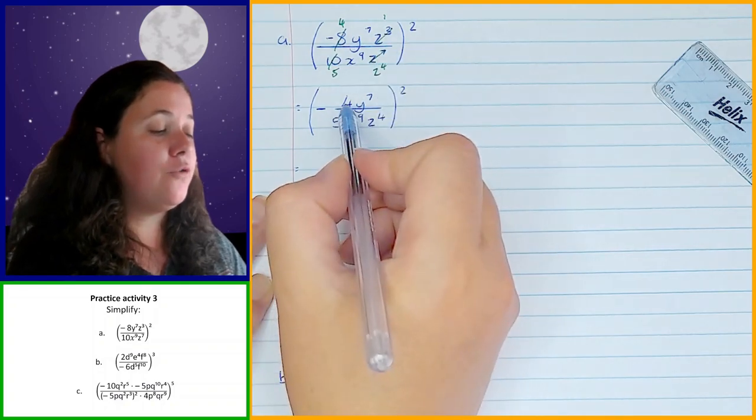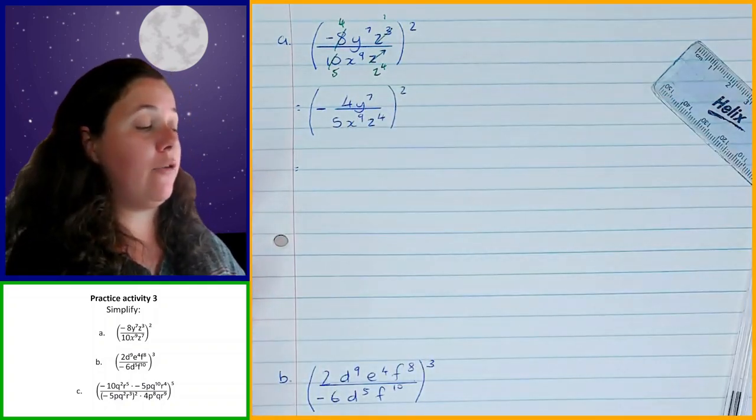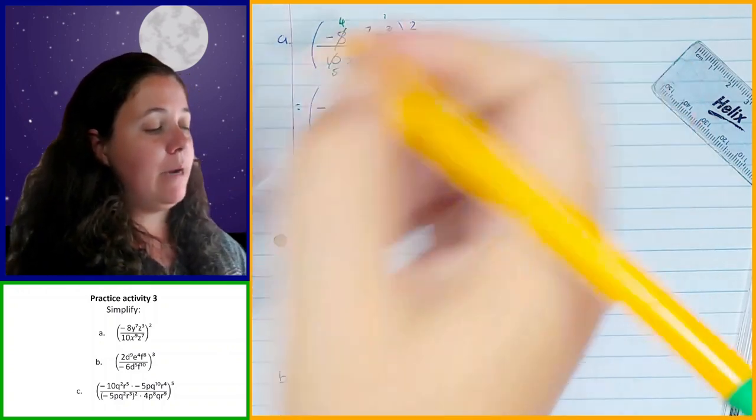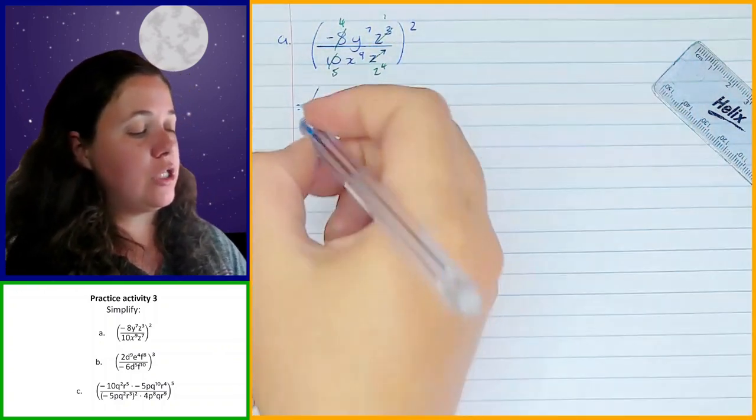Then I've got 4, which is to the power of 1. You can't see the 1, but it's there. So I'm going to be multiplying 1 by 2, and that gives me 2. So it's 4 to the power of 2.